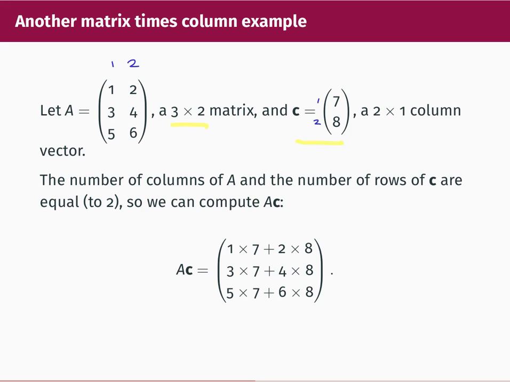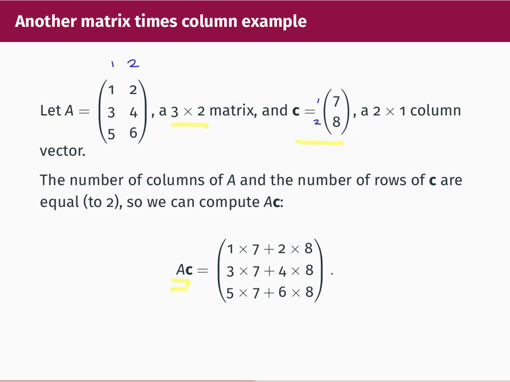So when we do that, we do it by forming the height 3 column vector whose first entry is the first row of A times C, and whose second entry is the second row of A times C, and whose third entry is the third row of A times C. So the result is a height 3 column vector.